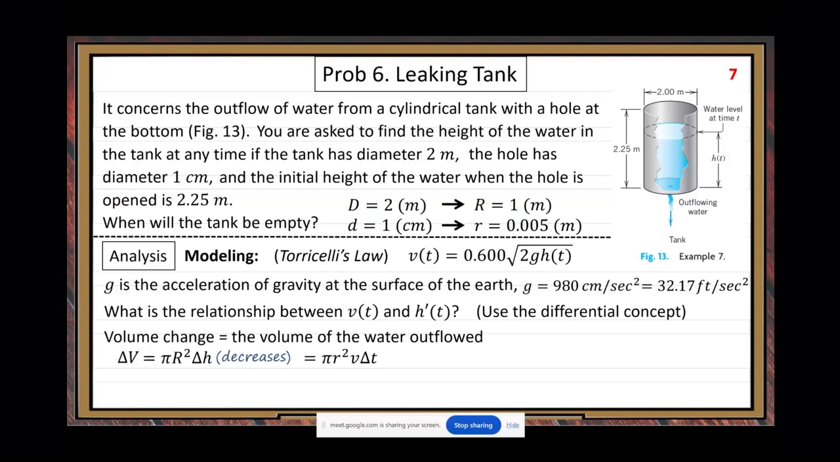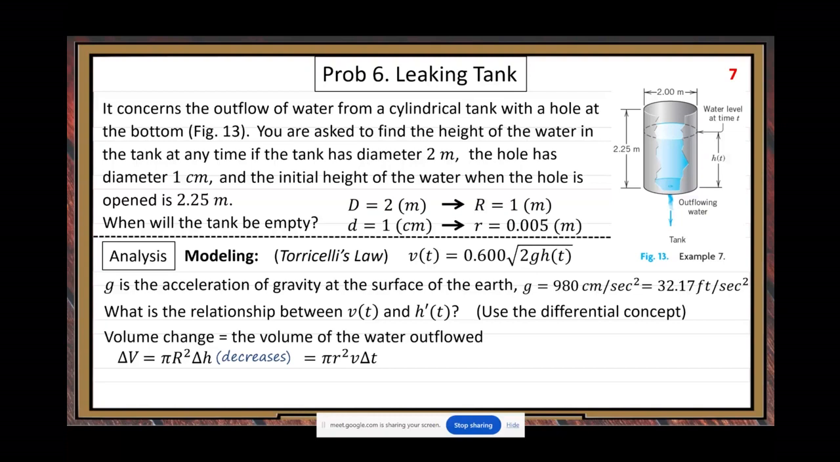So the height of the cylinder multiplies the bottom surface area. So the right-hand side is pi little r squared, velocity as a function of t, times delta t. How about that? So these two quantities should be the same, and we get an equation.